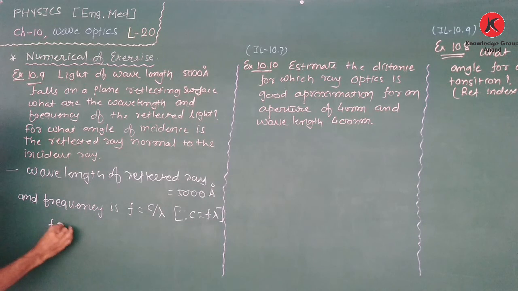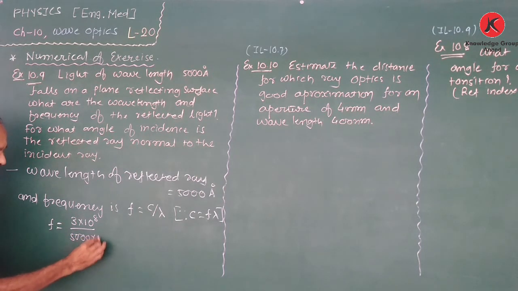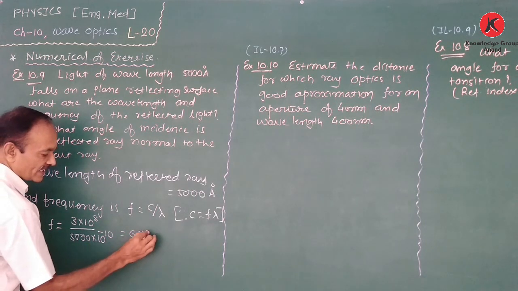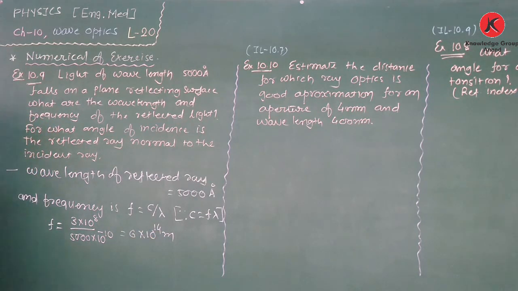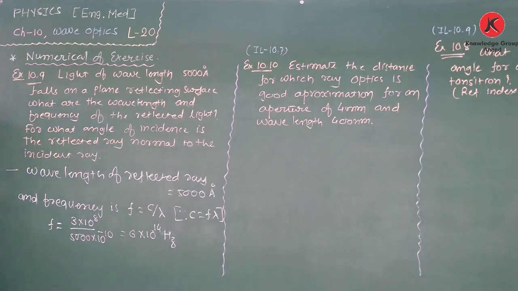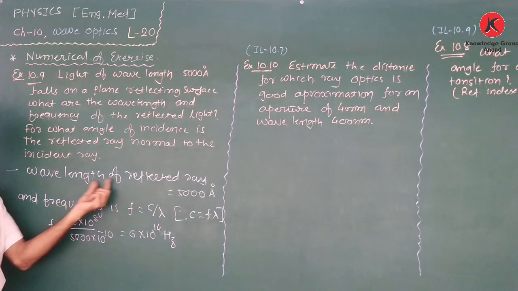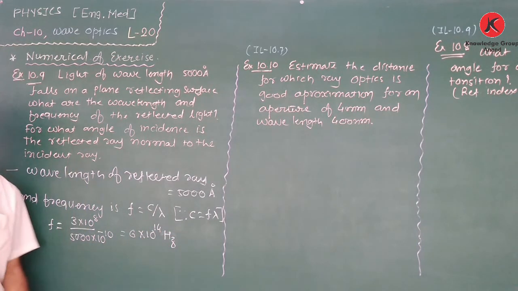Therefore, f is equal to c, 3 into 10 raised to 8, upon 5000 angstrom. That means 5000 into 10 raised to minus 10 meter. So, thus we obtain 6 into 10 raised to 14 per second, therefore hertz. Therefore, the frequency of the reflected ray is 6 into 10 raised to 14 hertz.